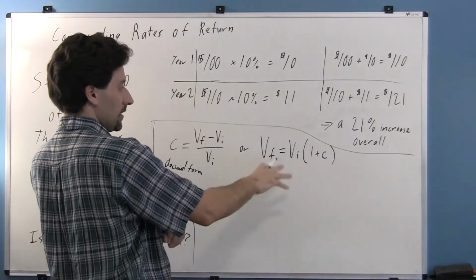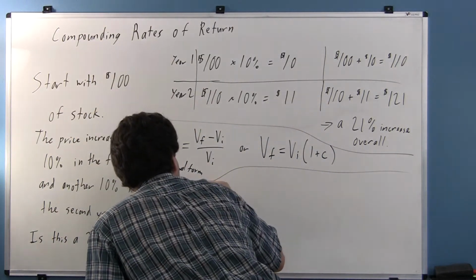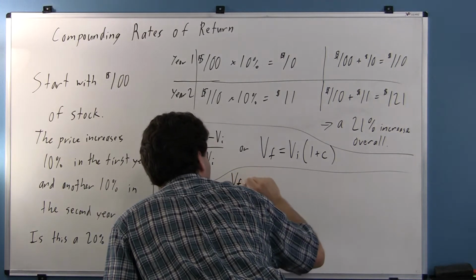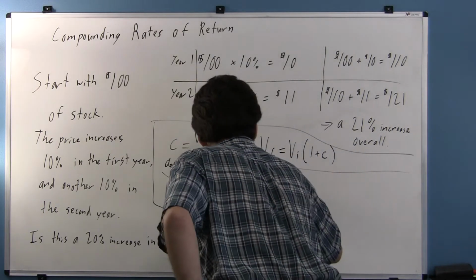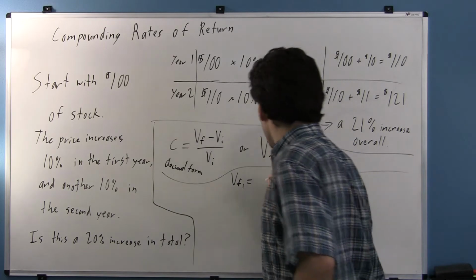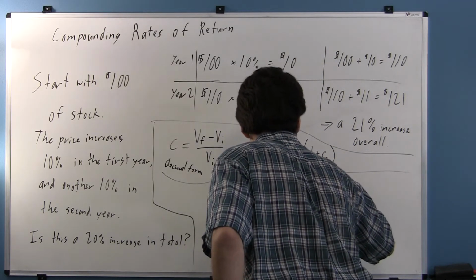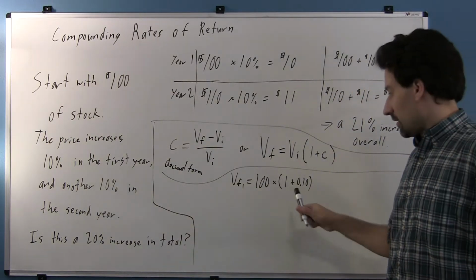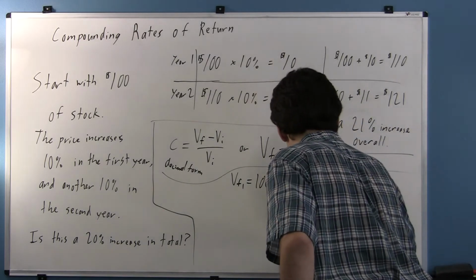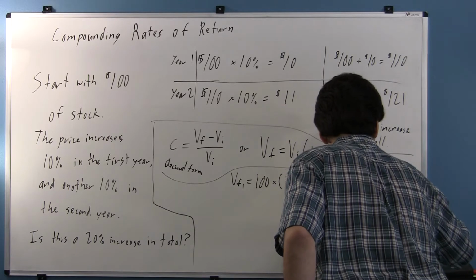So what did we do here? Let's actually run these numbers with the formula for a second. V final 1 for the first year is equal to, well, what did we do? We had $100 times the bracket 1 plus 0.10. There's our 10% increase on the $100. So that's $100 times 1.10, which gets us our $110.